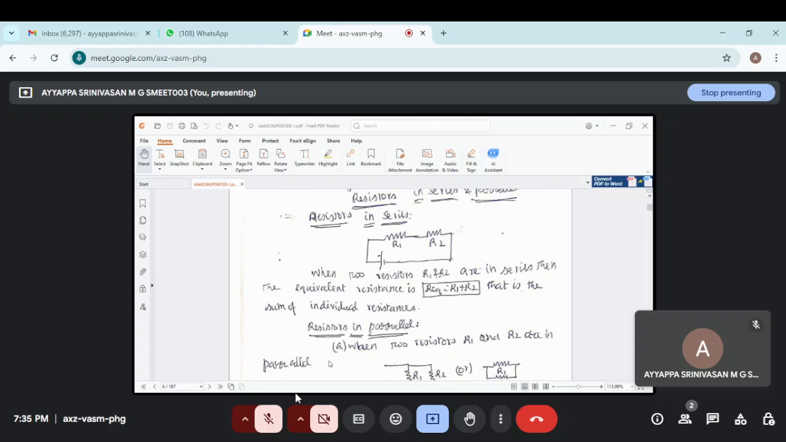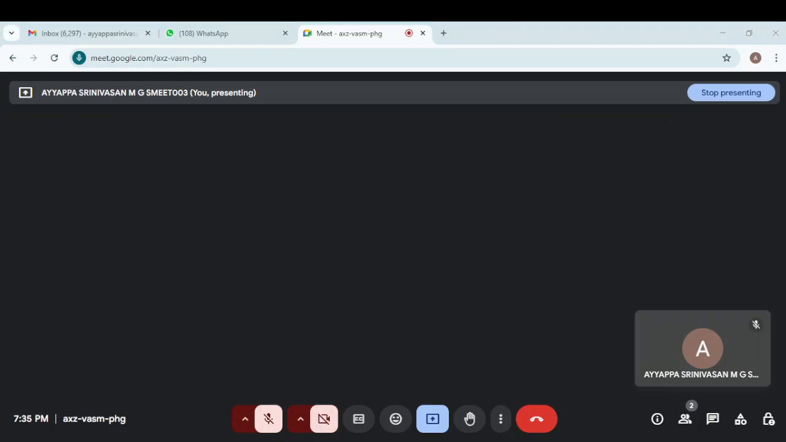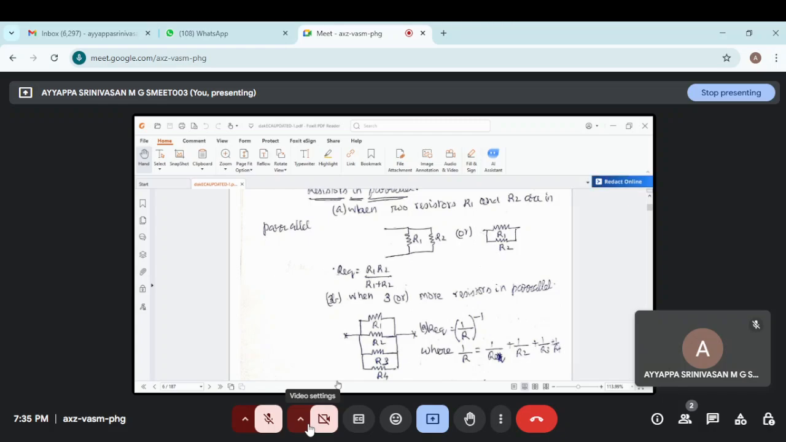Then, if more than one resistor is in parallel, their equivalent value is found as follows: 1 by R inverse. The 1 by R is nothing but 1 by R1 plus 1 by R2 plus 1 by R3 plus 1 by R4. Now, students usually get confused about how to find whether resistances are in series or in parallel.